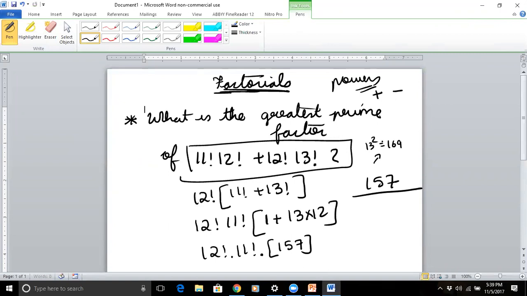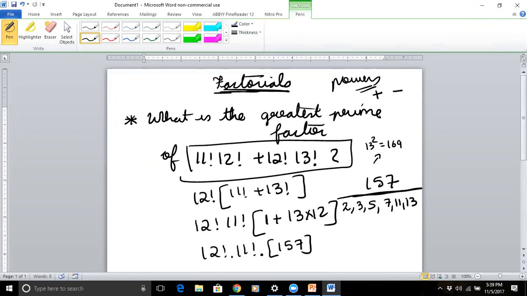That is 13 square. Once you find the closest perfect square slightly greater than the number, you're going to divide that number by all the primes up to the closest perfect square. So all the primes up to 13 are 2, 3, 5, 7, 11, and 13. Now for me to comment on whether 157 is prime or not, if 157 is not divisible by any of the numbers 2, 3, 5, 7, 11, and 13, I can for sure say it is prime.